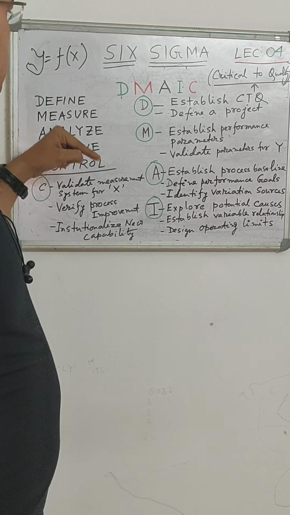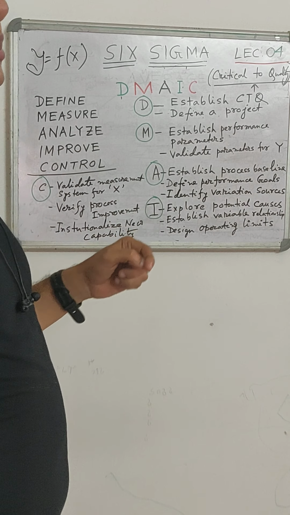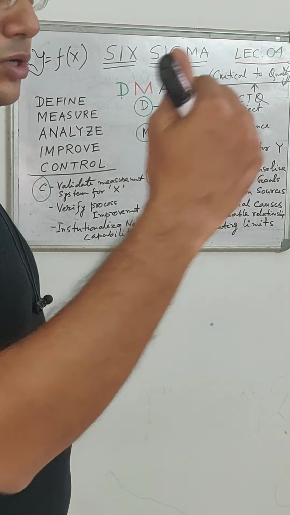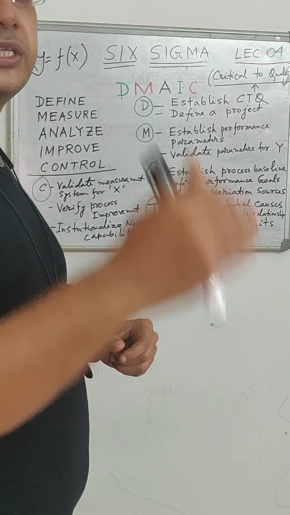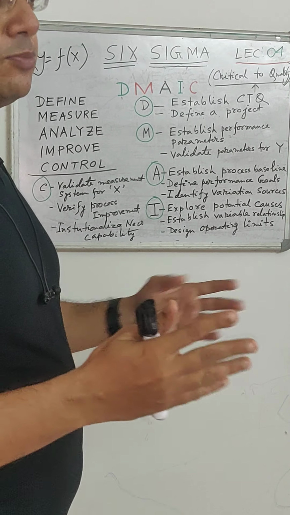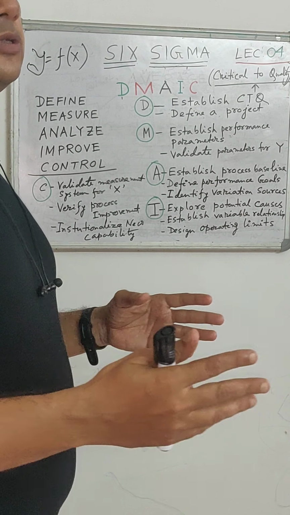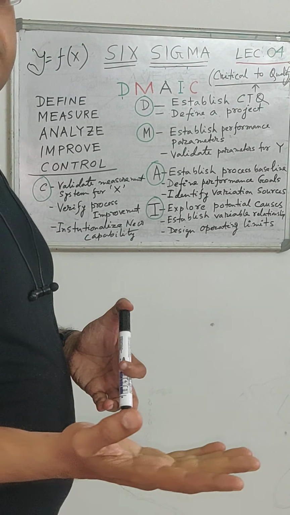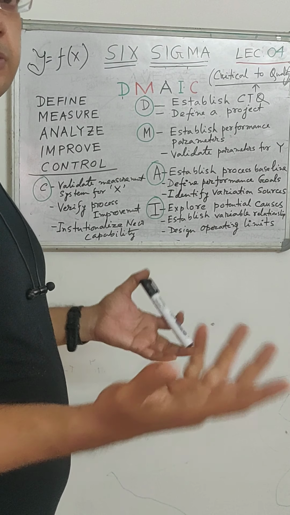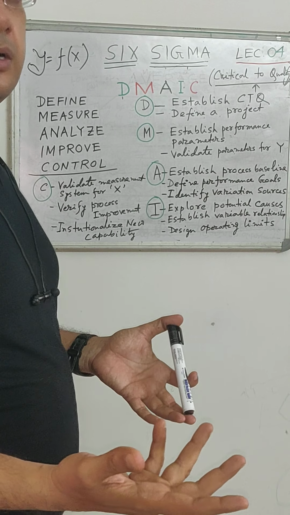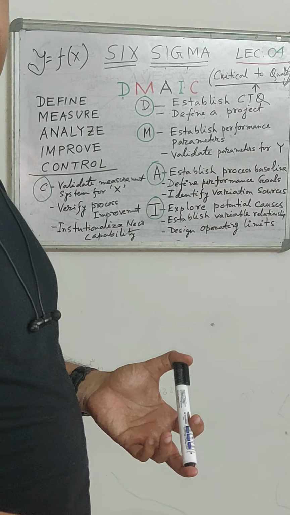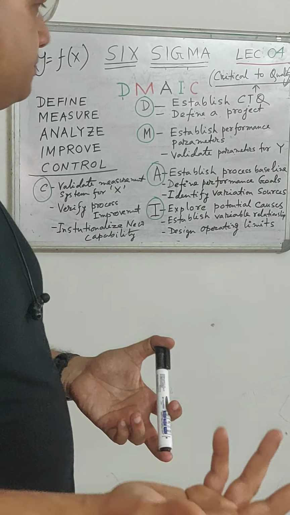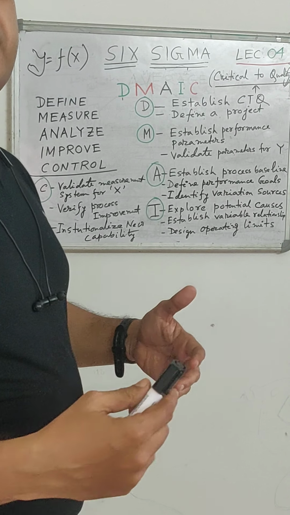Any project you need to define first. What is our burning issue? What is our motivation? What is our benchmark? Where do we want to go? Suppose I have a process that is not running as per design capacity. So our project can be to take this plant or machinery or any equipment to the desired level of efficiency, so that we can save this much amount of dollars. This way we can define any project.